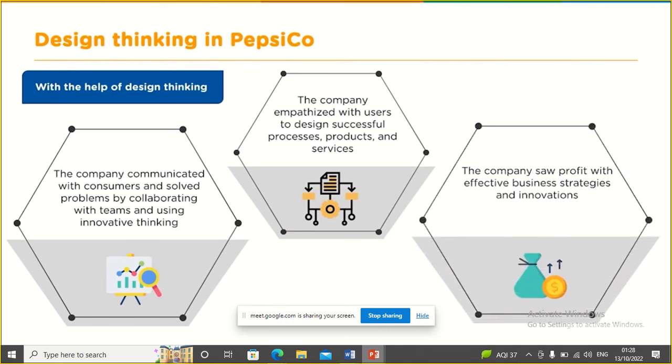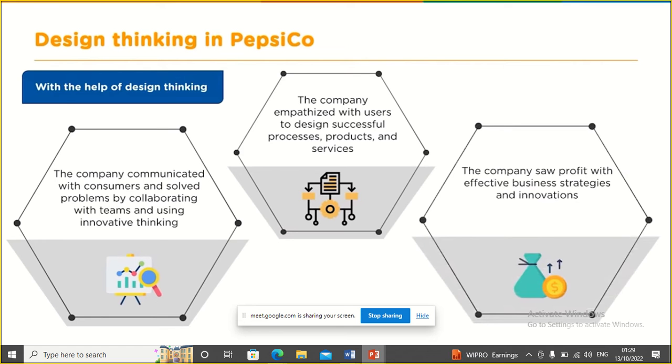The company communicated with customers as the initial step. More specifically, it's not customers but consumers, because Pepsi provides beverages and cool drinks, right? So the persons who consume it are consumers. Rather than calling them customers, consumers is the right word. The company communicated with consumers and solved problems by collaborating with teams and using innovative thinking.